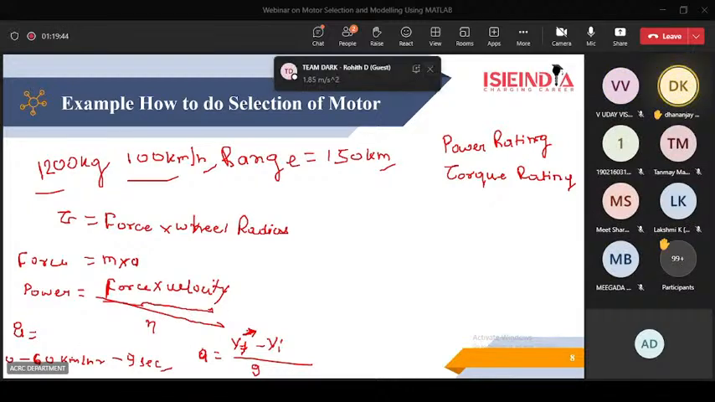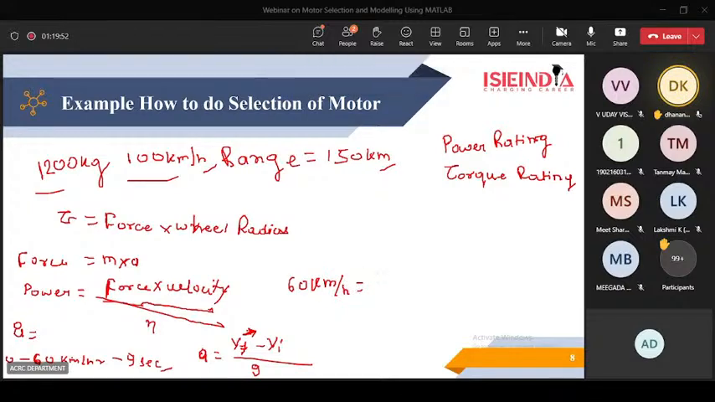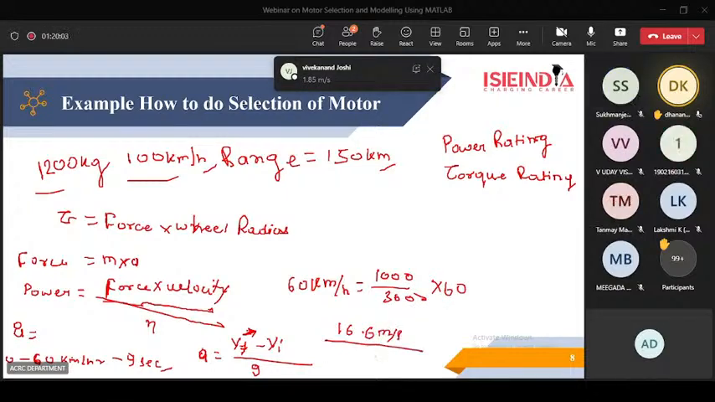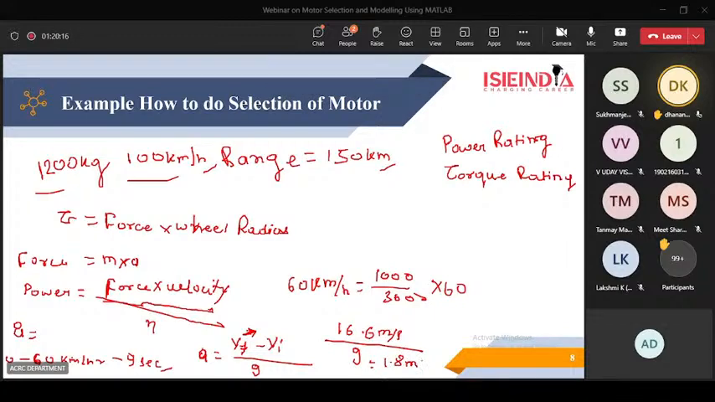See, to convert 60 kilometers per hour into meters per second, we multiply by 1000 and divide by 3600, and we get 16.6 meters per second. If we divide it by 9 seconds, we get approximately 1.8 meters per second squared. So this is the acceleration we got, which is 1.8.